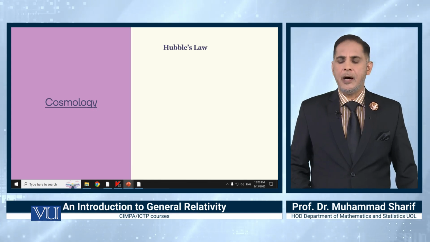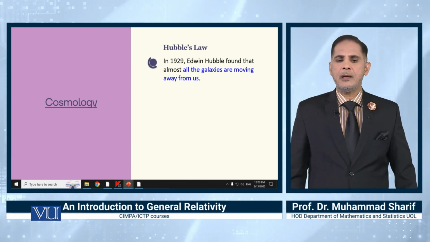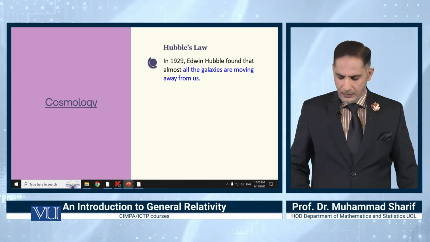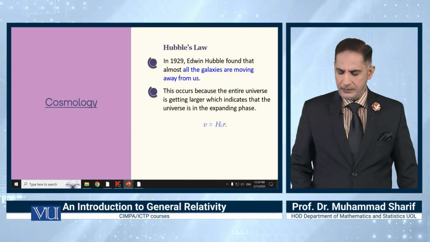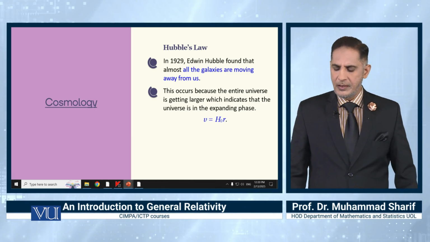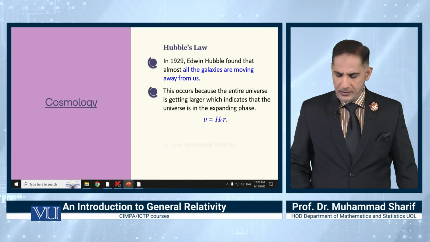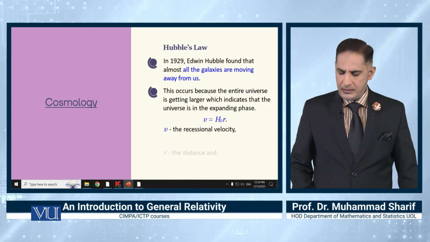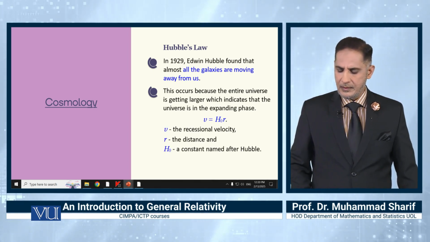Okay, now we come to Hubble's law. In 1929, Edwin Hubble found that almost all the galaxies are moving away from us. This occurs because the entire universe is getting larger, which indicates that the universe is in the expanding phase. So this is the famous law, the mathematical expression of Hubble's law, V equal to H naught into r. Here V is the recessional velocity, H naught is the Hubble constant, r is the distance.